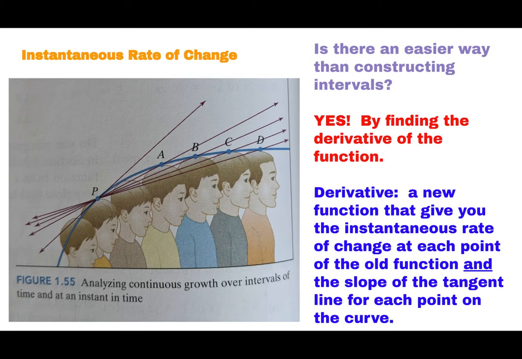Then we asked ourselves the question yesterday, is there an easier way than constructing intervals to find the slope of a tangent line, not just at one point, but at many points throughout a particular function? And we said yes, by finding the derivative. And the definition of a derivative is a new function that gives you the instantaneous rate of change at each point of the old function.